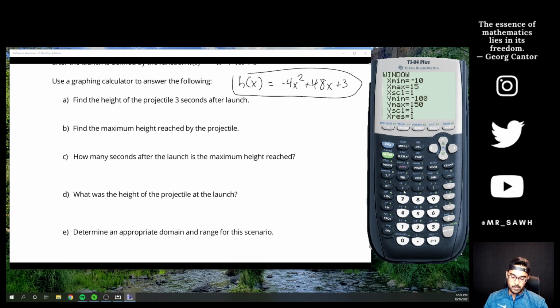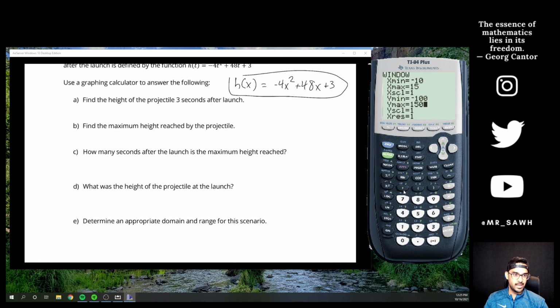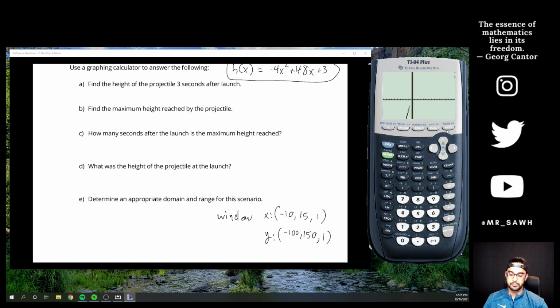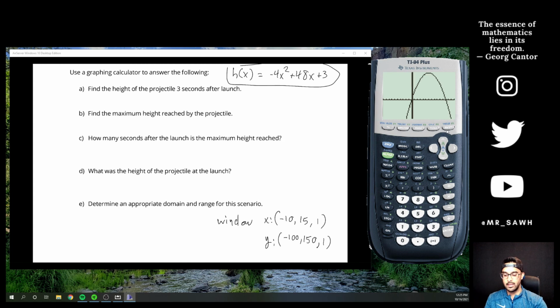So maybe I'll write them at the bottom of the screen here. Actually, I'll zoom. So here are the window settings. For x, we have a minimum of negative 10, maximum of 15, a scale of 1. For y, your minimum is negative 100, maximum 150, scale of again 1. So there are the settings I used to generate this picture. So you can use them on your calculator if you like. And let's go find the height of the projectile 3 seconds after the launch.